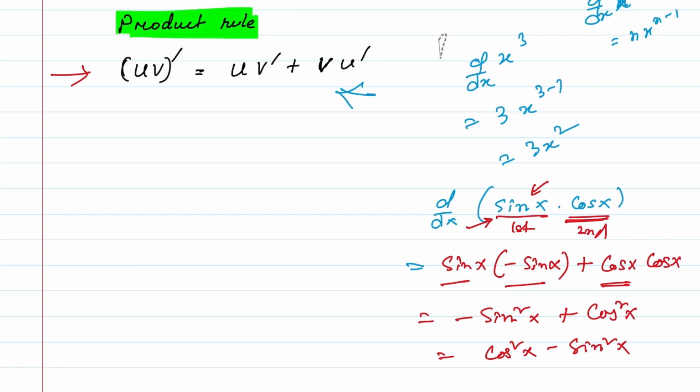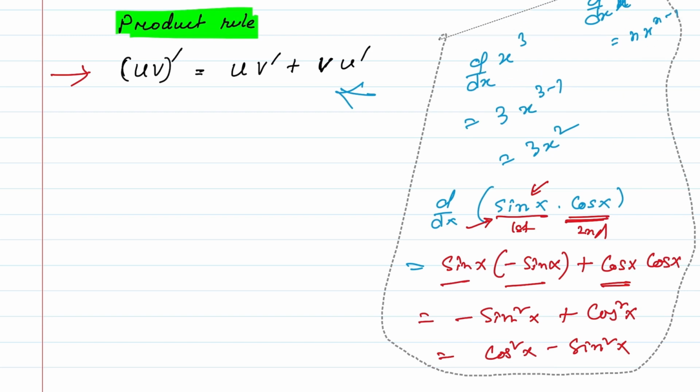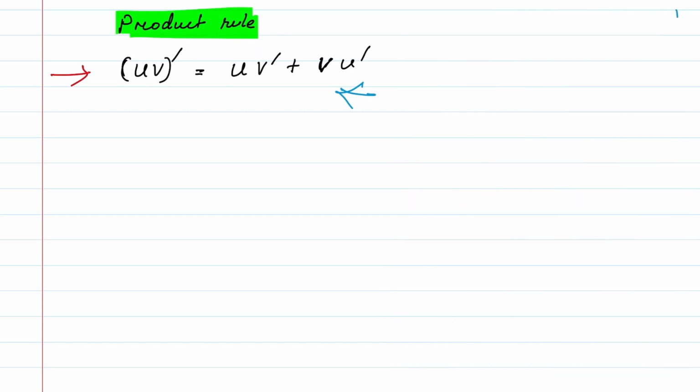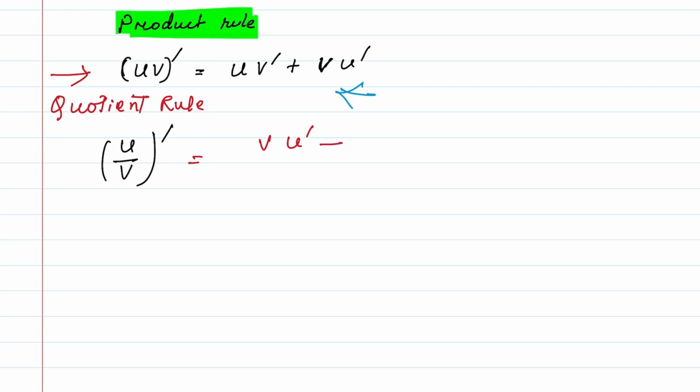Now what is the quotient rule? Suppose we have two functions in this form, u by v, both are functions of x. Then how do we find the derivative of this? This is the quotient rule. So what is the rule here? Denominator times the derivative of the numerator, minus numerator times the derivative of the denominator, all by denominator square. This is the rule.